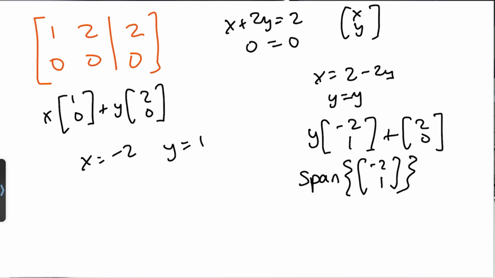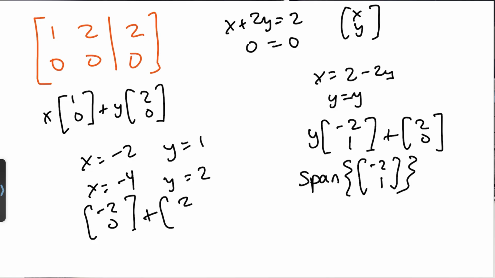That's one linear combination. X equals -4, y equals 2. That's another linear combination. Now, why did I choose these specifically? Well, if we plug in these numbers for x and y, what we'll get is -2, 0. -2 times 1 is -2, plus 2, 0. Now, what do we get when we add these two? We get 0, 0. Okay, so that's one way to get the 0, 0 vector.